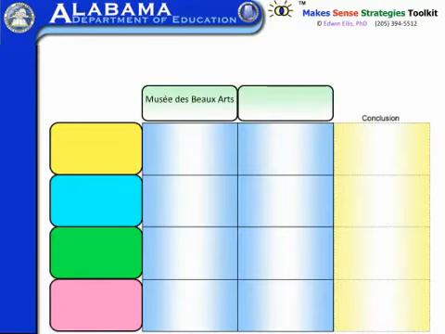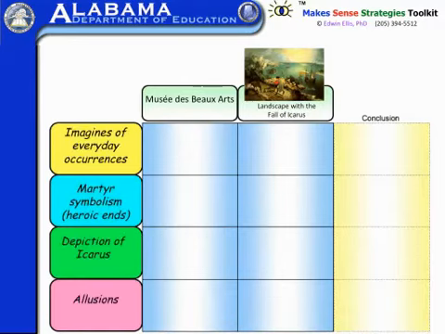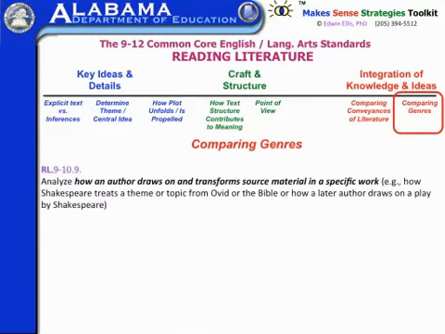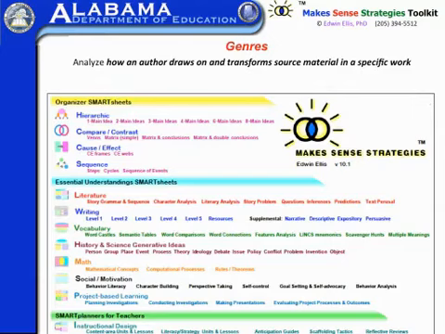And so we're comparing this with the actual painting of it, of the event. And so I have these different dimensions that we'll look at in terms of how these are portrayed here and how these are portrayed in the painting. And then what would you conclude about each of these? Also comparing genres, like how an author draws on or transforms source material from a specific work. And so here's an example of that, drawn on specific genres.